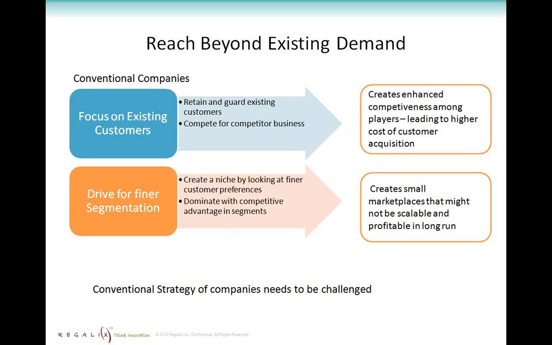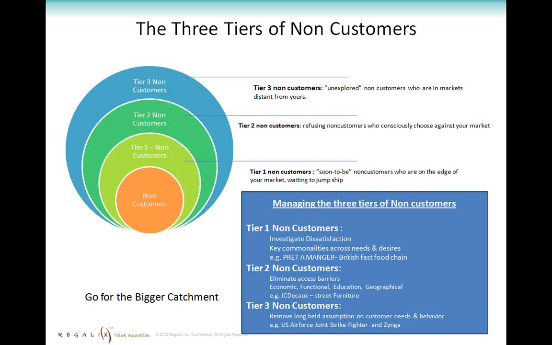Companies also try to drive for finer segmentation. The key idea being to create a niche by looking at finer customer preferences and dominate them with their competitive advantage. But all they are doing is creating small marketplaces that might not be scalable and profitable in the long run. So this principle challenges this conventional strategy and forces us to look at new tiers of non-customers.